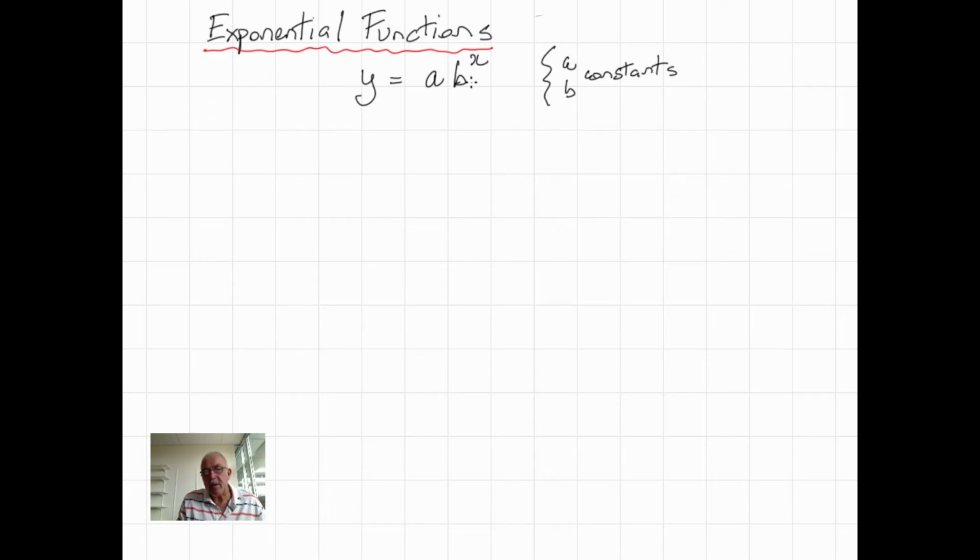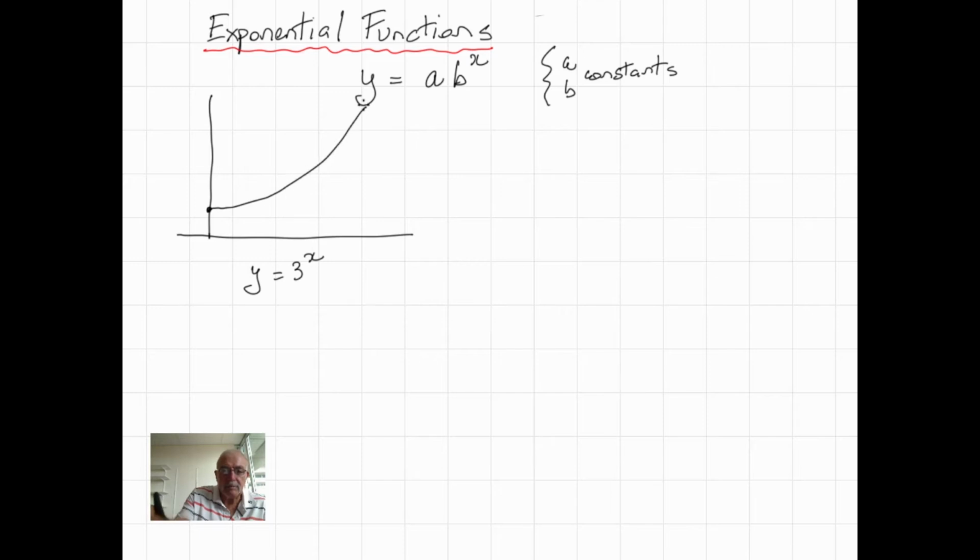The graphs of those are quite interesting. Say a is equal to 1, and we've got y equals 3 to the x. And we ask ourselves, what does that look like? Well, here our b is 3, a is 1. When x is equal to 0, which is the y-intercept, we're going to have 3 to the 0 is 1, so it's going to start there. And the graph will increase as we go out in the positive x direction. Okay, so notice the point 0, 1.